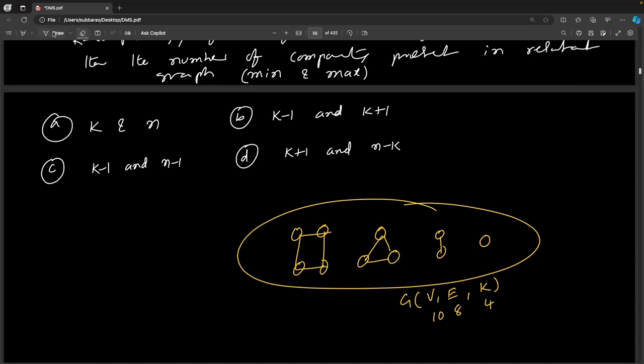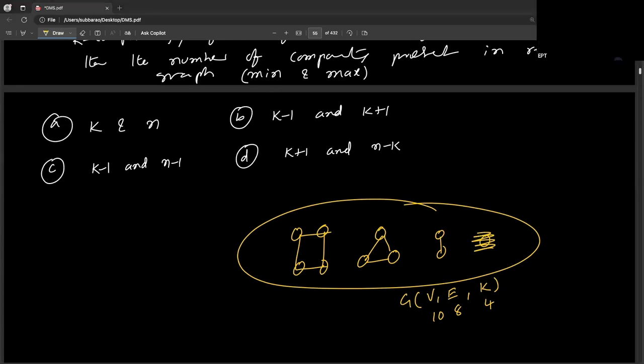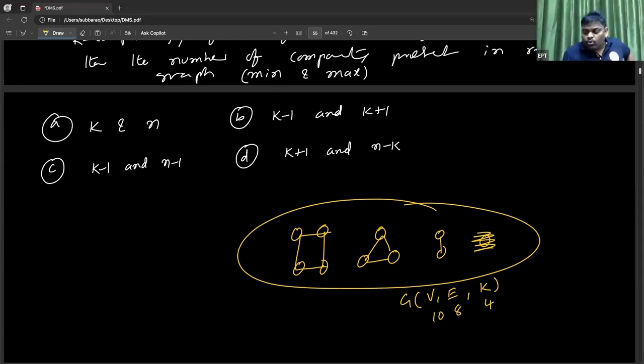Minimum thing what can happen is this will go. Components will become one less. There is no chance of two less. Can anyone show me two less? If I delete one vertex, how will two components go? If I am lucky, nothing will change. If I am unlucky, one may decrease.